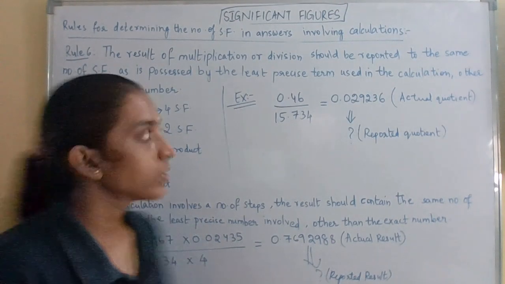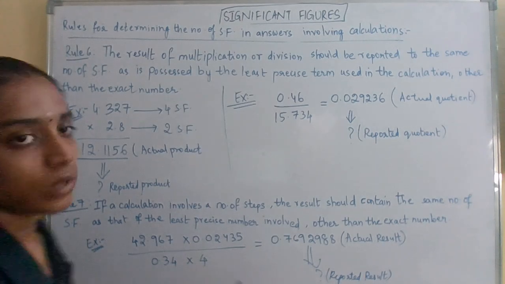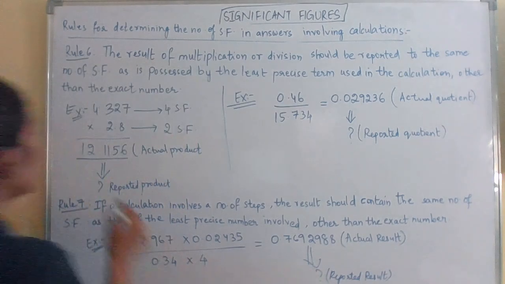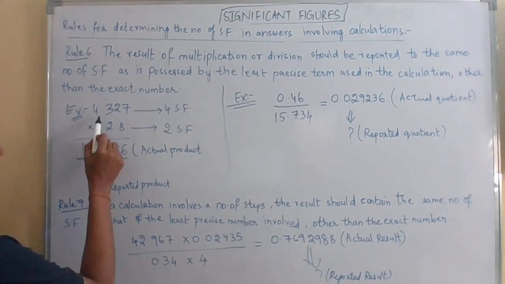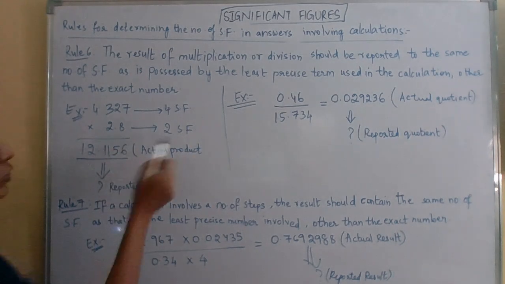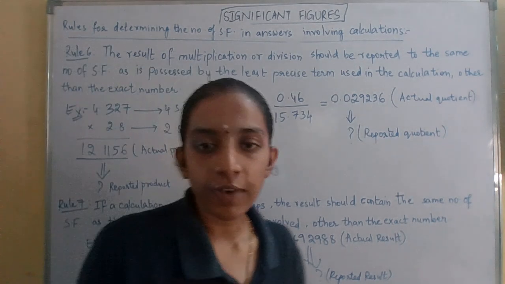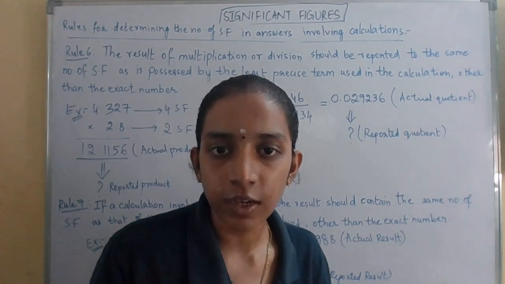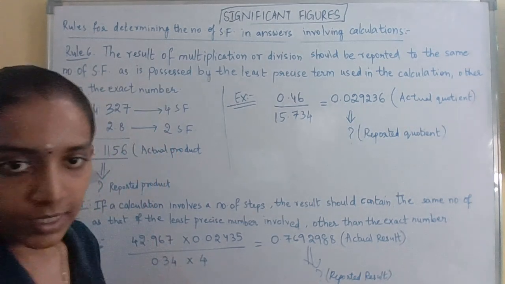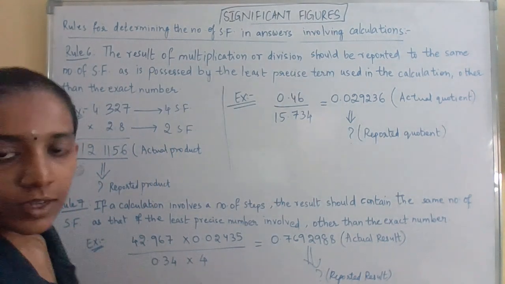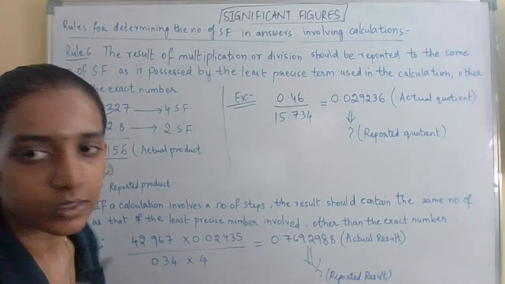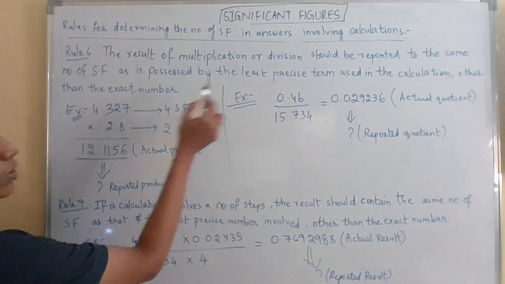Now in rule 6, we'll be learning how to calculate the number of significant figures in multiplication and division. Okay, first example, it is of multiplication. We have taken 4.327, which has 4 significant figures, into 2.8, which has 2 significant figures. Remember that in rule 5, the number of significant figures has no role to play. But in rule 6 and rule 7, the number of significant figures plays a very important role. In rule 5, we have the number of decimal places. In rule 6, we have the number of significant figures.